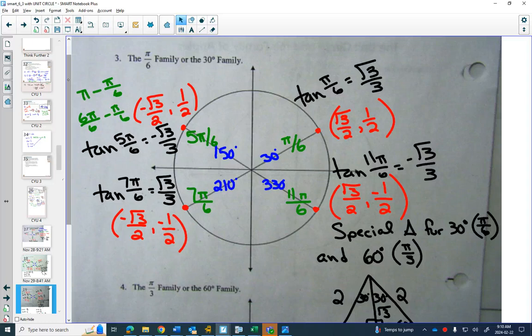What is sine of 330 degrees? Perfect. Negative 1 over 2, minus 1/2. Excellent. What is cos of 210 degrees? Who are you going to pick? Lennon. What was cos of 210 degrees? Negative root 3 over 2.